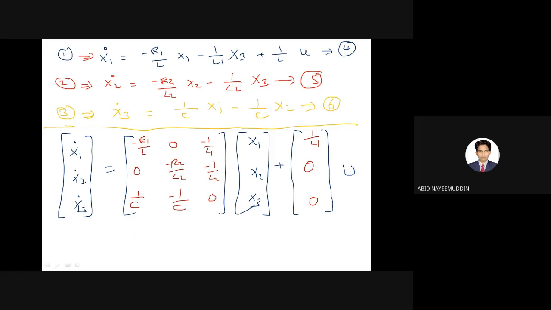Hence what I can write is x dot is equal to A x plus B u, which is the representation for such a given system, where A is equal to this matrix and B is equal to this matrix. Here is the end of this third problem.